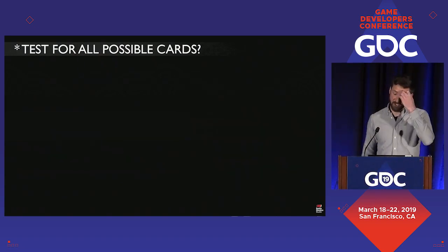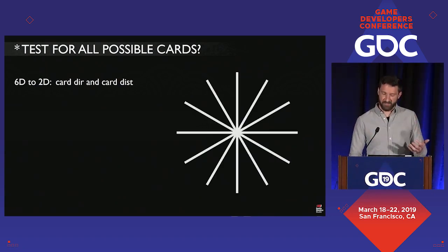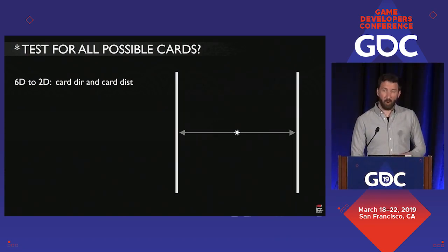So that's a lot of computation. How can this be faster? Well, the space of all possible cards is the 6-dimensional plenoptic function, but we can reduce that down to 2 dimensions: the directions the card faces and how far it is from the center of the object. All the other planes are redundant.